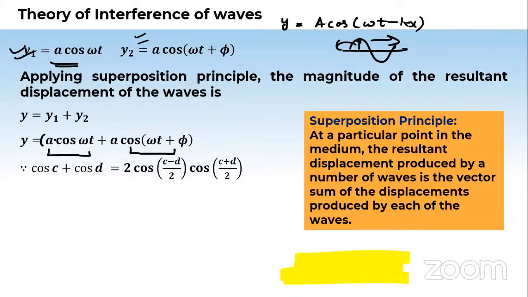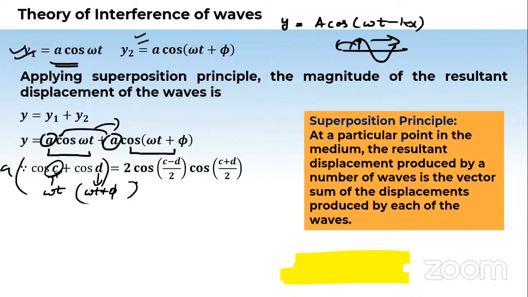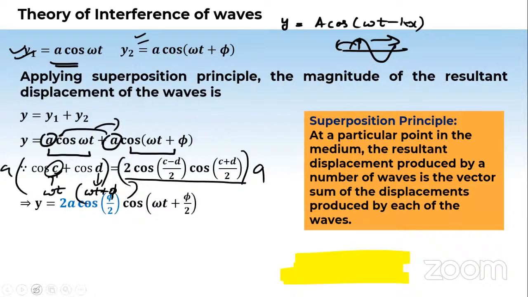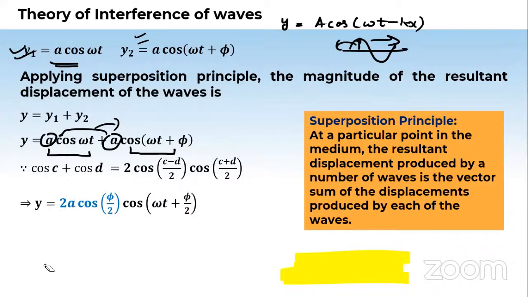Now, if you take this A common, as I told in the previous class, from both of these, you'll get in the bracket cos omega t and cos (omega t plus phi), and outside the bracket it's A. Okay, complete. So you can use the C plus D formula in the bracket and multiply that with A. Finally, you will get this answer, which is on your screen.